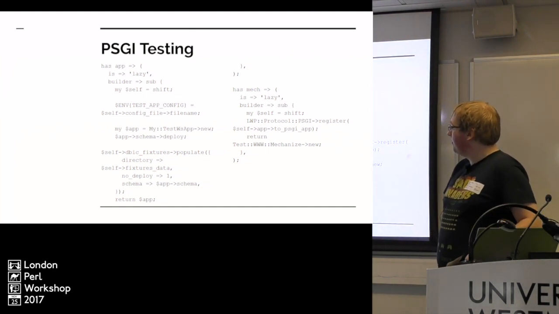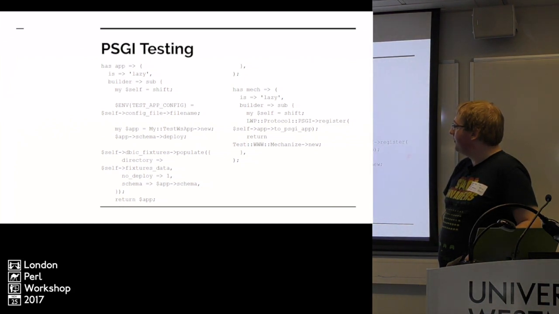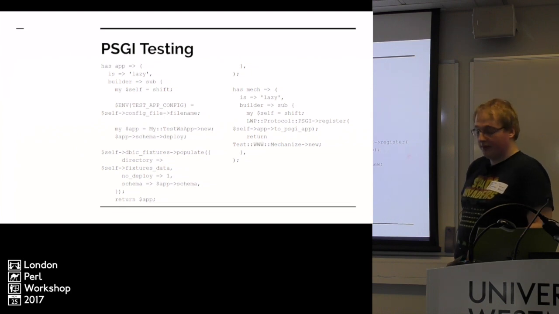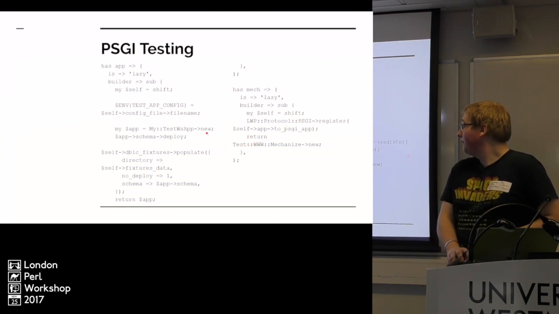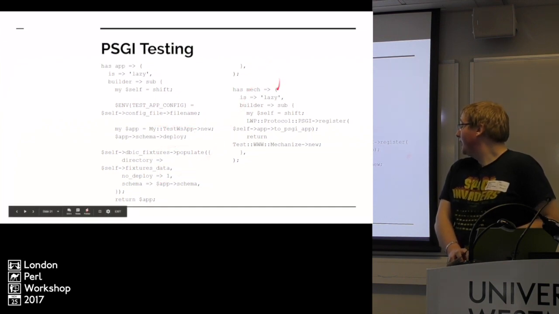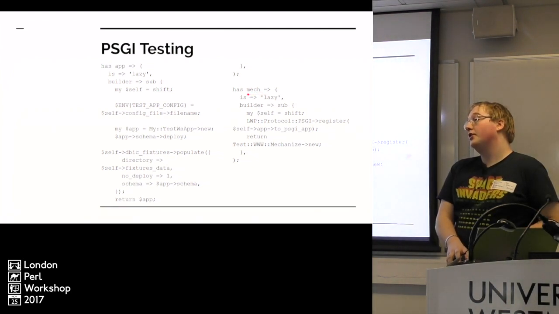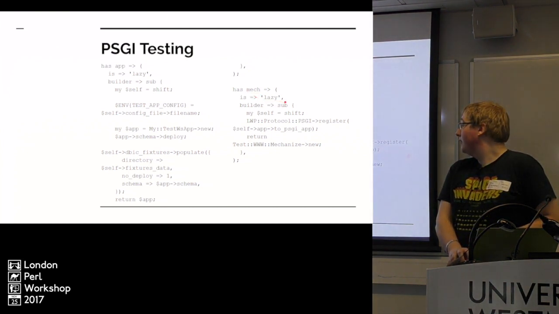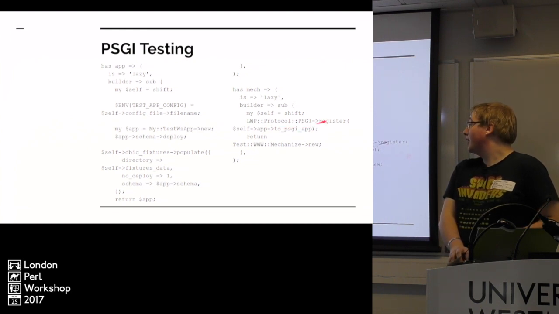This is just the changes I've required for running the framework against a WebSimple application. So you create your new app there, populate the database, and then when you create, in Test Mojo you actually get your user agent for free. Here you have to actually create your user agent. So here, creating your mech, and here you do your LWP protocol PSGI register, pass in your app as a PSGI app, and then return Test::WWW::Mechanize new.